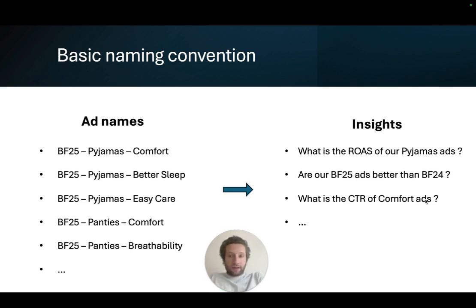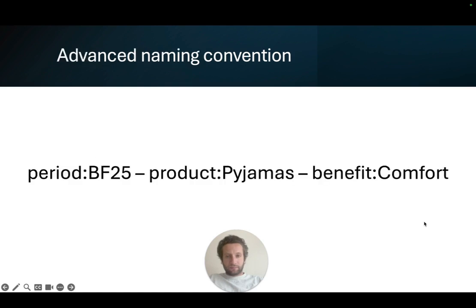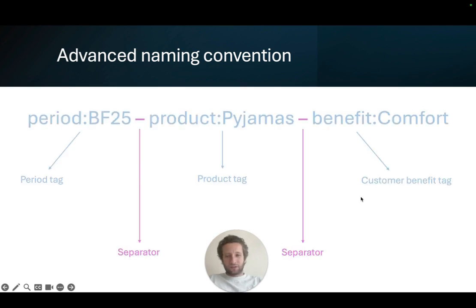Once you've understood a basic naming convention, I'm going to show you a naming convention, level 2. Well, there are only 2 levels, level 1 and level 2. This is the last level, it's the advanced level, okay? Alright, so here on the screen you have an example of an advanced naming convention. I'll put it here for you. Period.bf25-product.pajamas-benefit.comfort. Did you get it? But I'll explain it to you anyway.